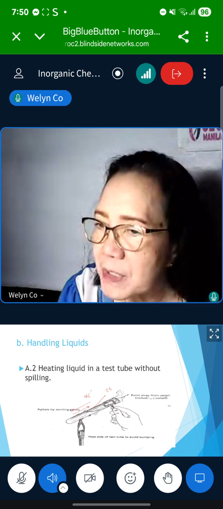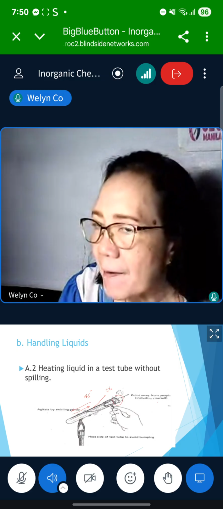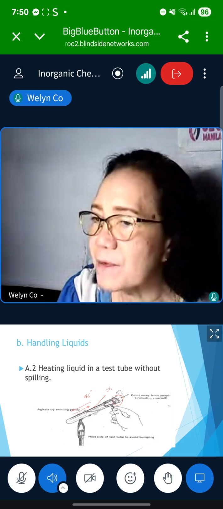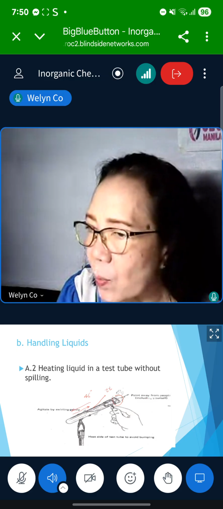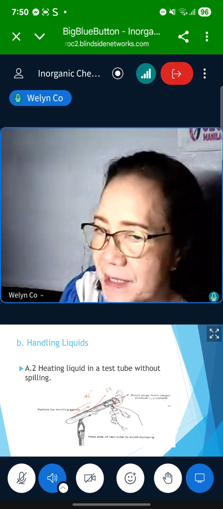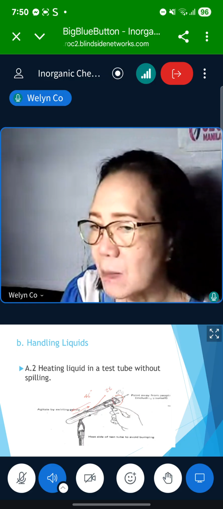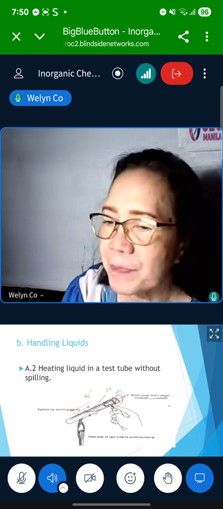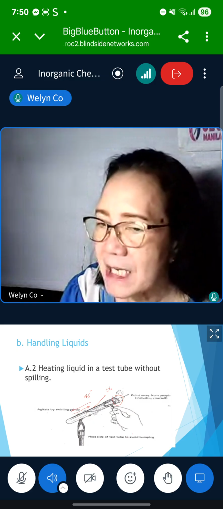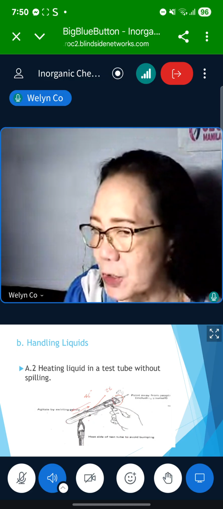The mouth of the test tube must not be pointing to anybody's face, any member of the group's face. Point away from people, including ourselves. So agitation by swirling gently, okay? Move it back and forth over the flame. And heat the side of the test tube to avoid bumping, not directly at the bottom. That would be our precautions.